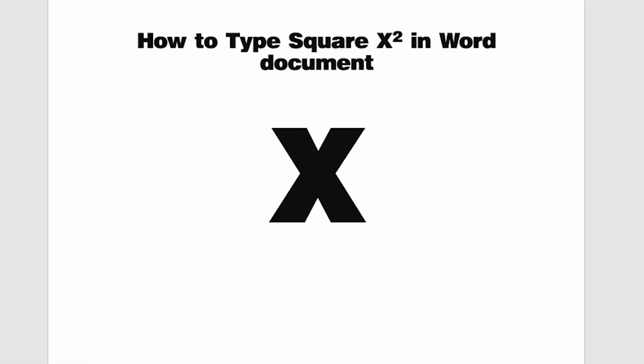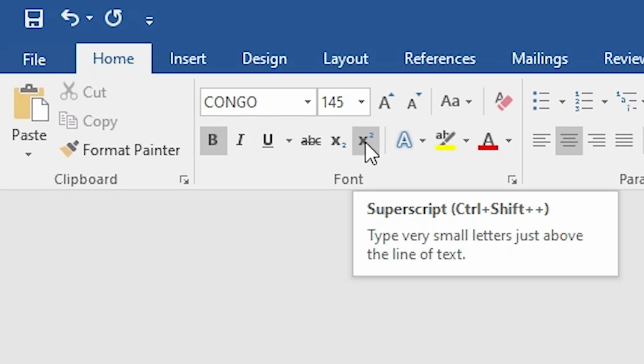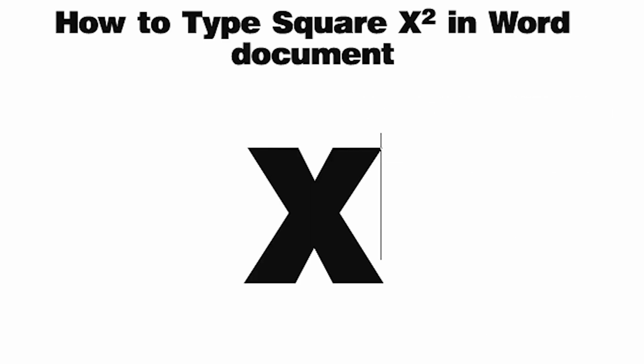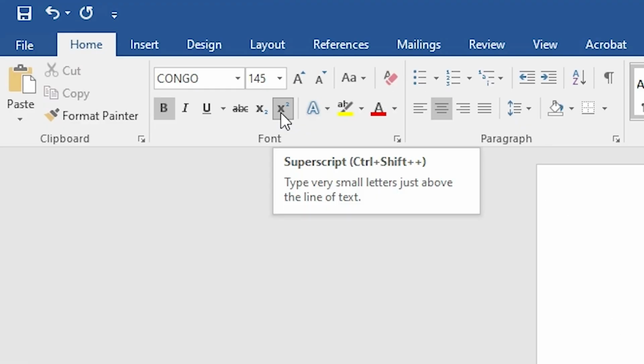Type X or anything. And I want to type square. So I go to the home. In home, at this point, here we find superscript. Click on it and type any number that you want. And if you want to exit from the superscript, then click on superscript once again and type anything that you want. This is our first method.